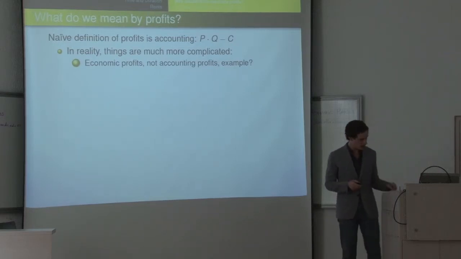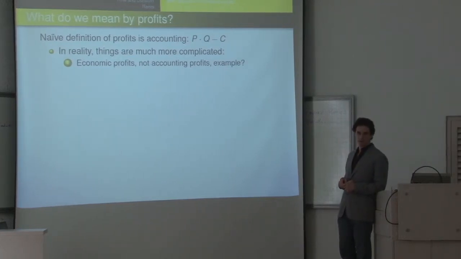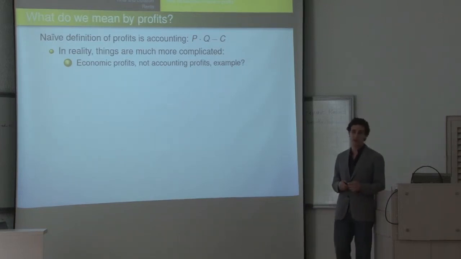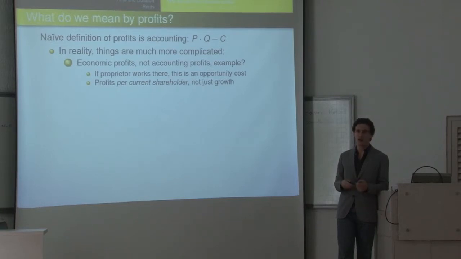Because first of all, economic profits and accounting profits are not the same thing. And we really need to think about economic profits when we maximize profits, not just simple accounting profits. So for example, if a proprietor of a shop, like a mom and pop store, works at that store, P times Q minus C is still the right formula if you include in C the cost to him of not doing all the other things that he could do with his time. Because usually he's not literally paying himself a wage. So you have to take into account the full opportunity cost, not just the total profit in an accounting sense.